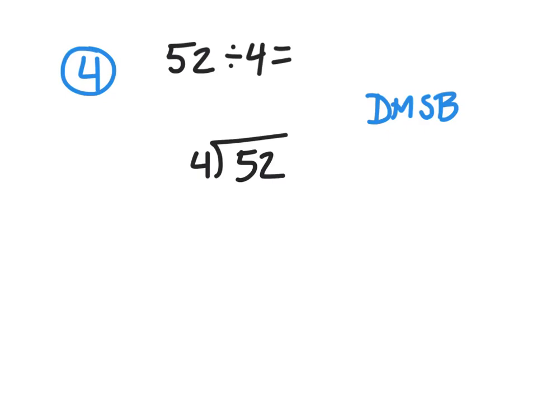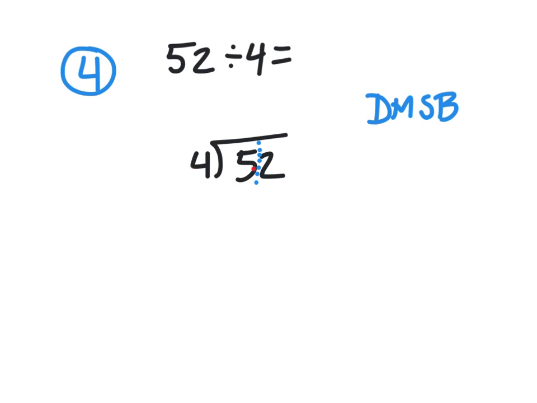Okay guys, we're going to solve question number 4 here. So the first thing we're going to do is see how many times our divisor 4 goes into our dividend 52. To do that, we're going to make it simpler by breaking 52 apart into tens and ones. So step 1 is divide.